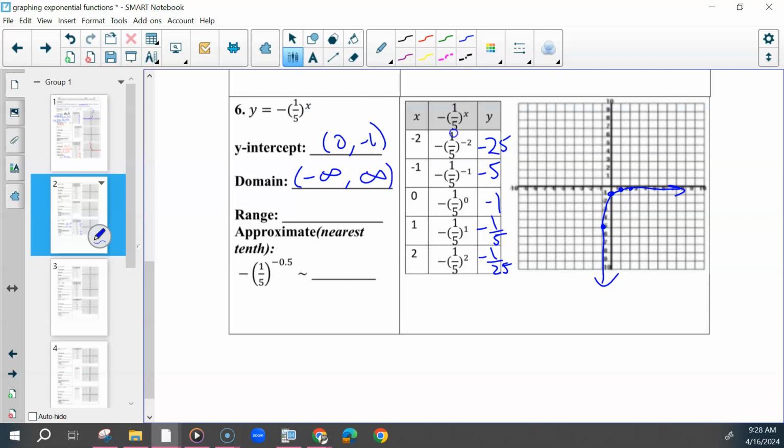Even when the inputs change directions, the domain is the same. The domain will always be the same. But our range, however, has changed. What's our lowest point? And then what's our highest? 0. So it changed our range. In set builder notation, that would be y such that y is less than 0.